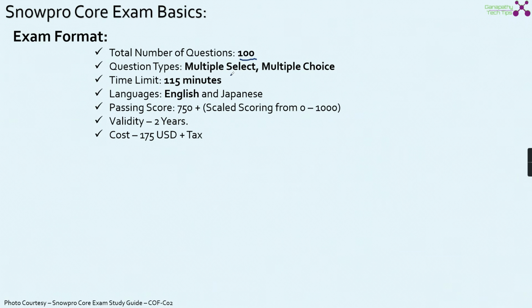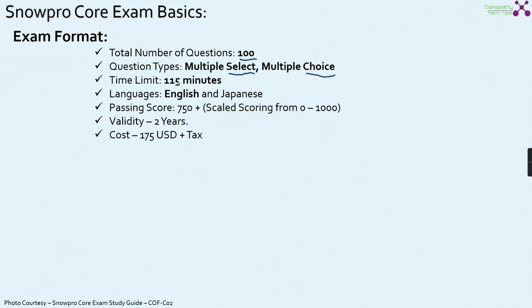Typical question types are multiple select and multiple choice. I hope you can understand multiple select and multiple choice. Multiple select is all about checkboxes. So for a given single question, you can expect multiple correct answers. Multiple choice is the radio button type. For a given question, only one answer can be correct. So you can expect questions in both these areas.